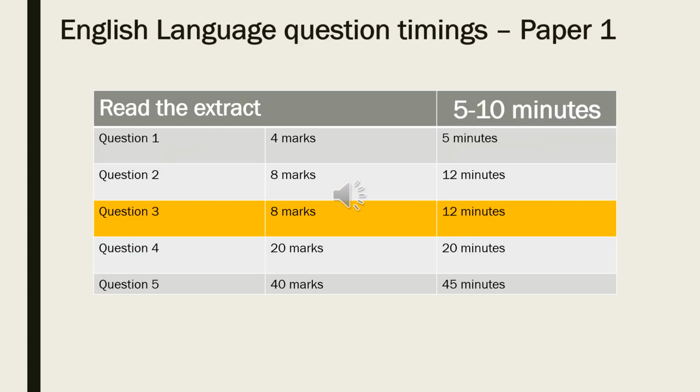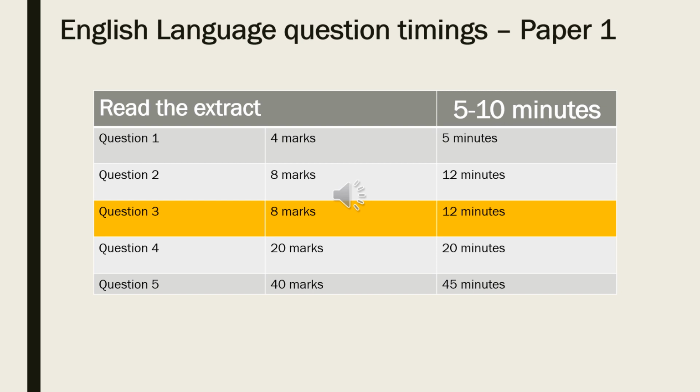So question 3, like question 2, is also worth 8 marks, and like question 2, you should only spend 12 minutes on answering it. However, I think this is often the more complicated question on the paper in part A. I've seen students actually spend 20 minutes on this question and only have about 10 minutes left on question 4. The problem with that is this is worth 8 marks, whereas question 4 is worth 20.